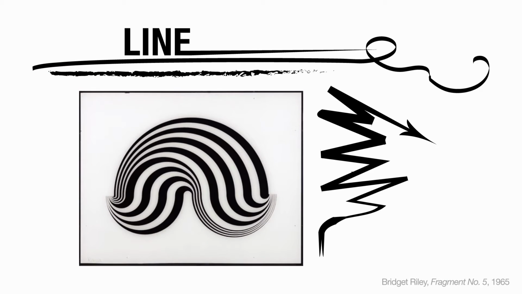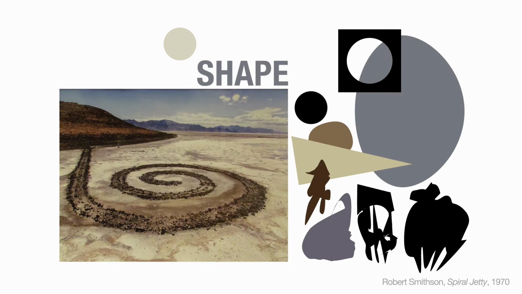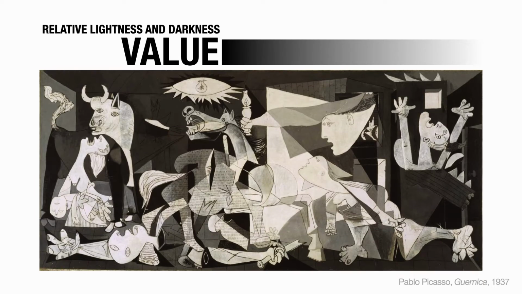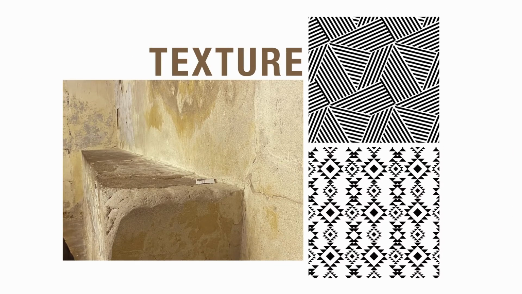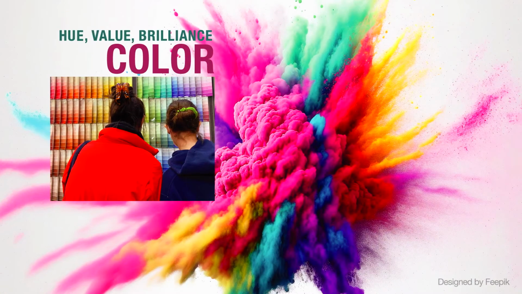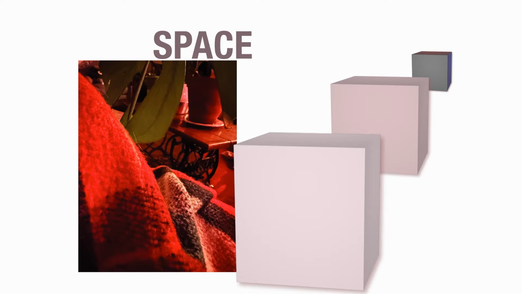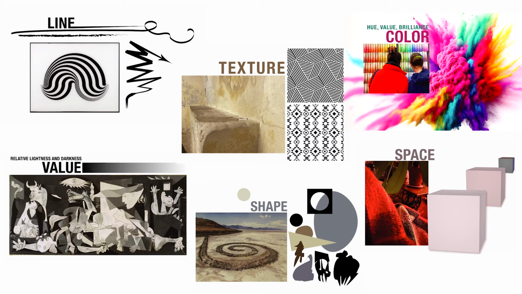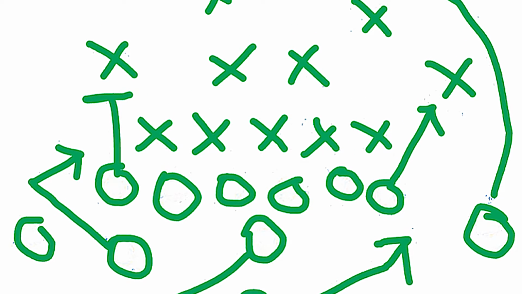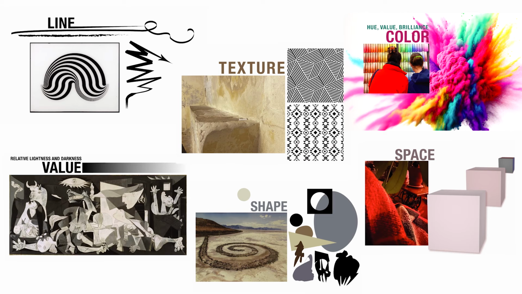The elements of design are line, shape, value, texture, color, space, and allusion to space. These 6 descriptive nouns can fully describe everything we see, whether it's a building, a hillside, a haircut, a map, a letter form, a chair, or a football play. These elements are fundamental to how we think about what we see.